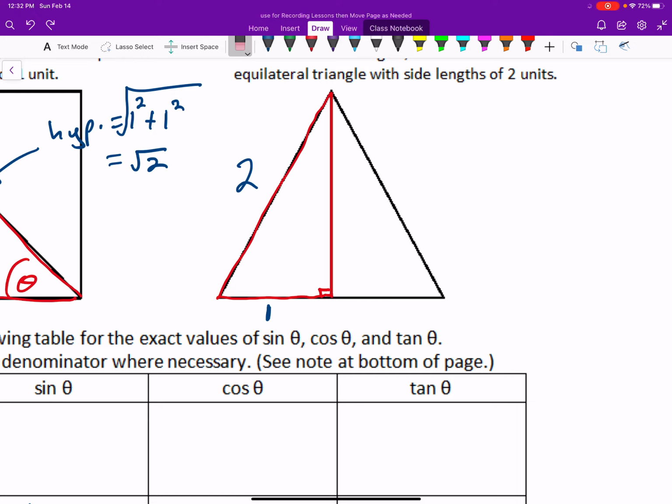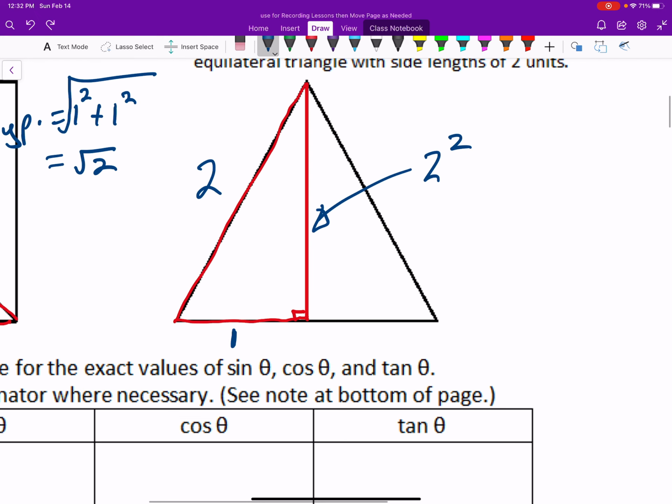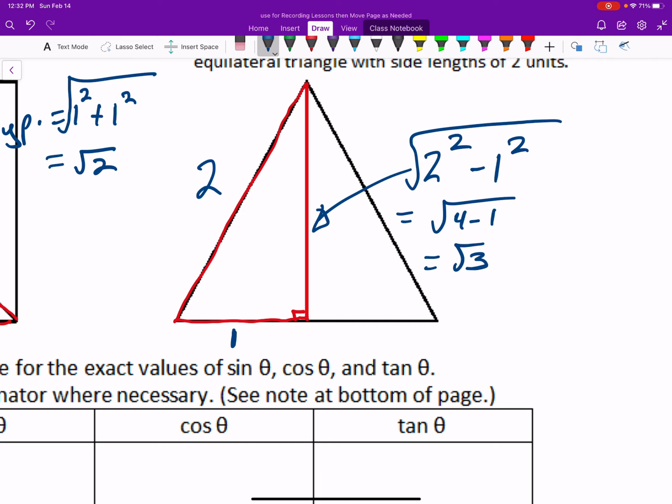I'm not interested in what's going on over here anymore, but here I can find out what this side length is, again using the Pythagorean theorem. I know that the hypotenuse squared, so 2 squared, minus one of the other sides squared, which is 1 squared. If I take the square root of that, that's going to give me that side length. So that would be the square root of 4 minus 1, or the square root of 3.